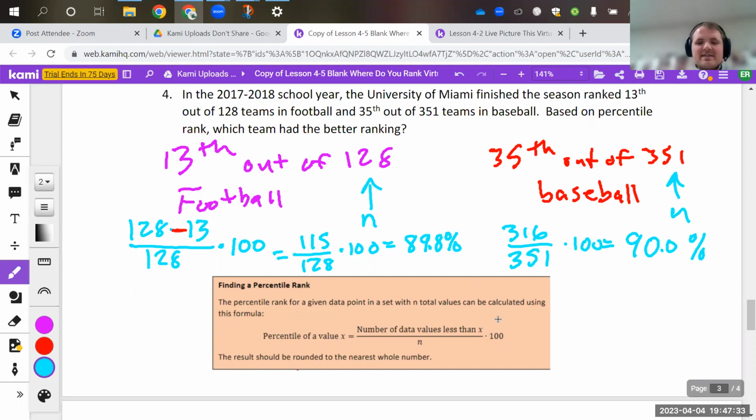So hopefully that's making some sense. I still cannot believe that Miami was actually ranked 13th.